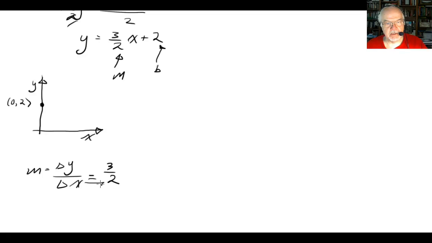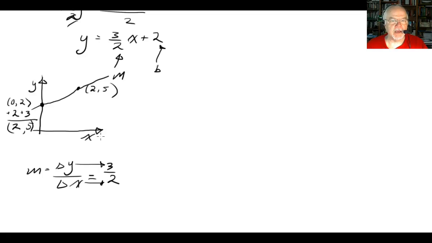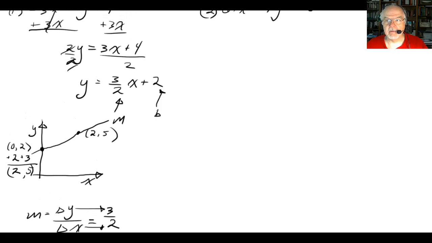So this is the change in x. If x is 0, I'm going to add 2 to get my new x, which is going to be 2. And this is the change in y. So if y is 2, I'm going to add 3. And now 2 plus 3 is 5. So now I have the point 2, 5. It should be out here somewhere. Again, this is not drawn to scale. This is just to give us a rough sketch of what it would look like. So my line would look something like that. It's upward sloping, which is what I expected with a 3 halves positive slope.